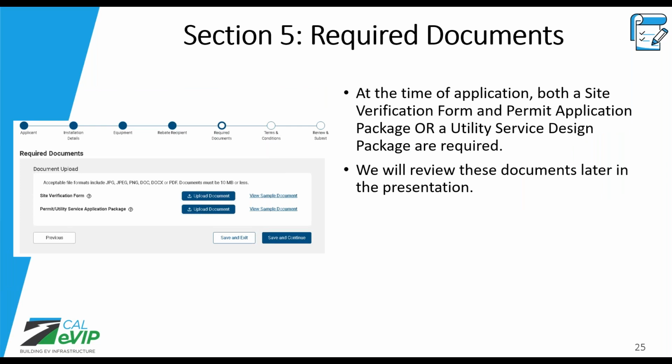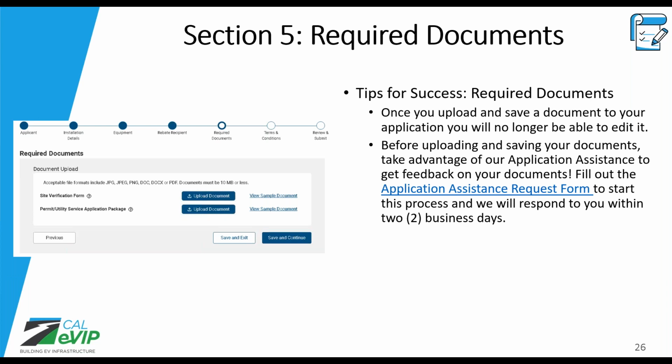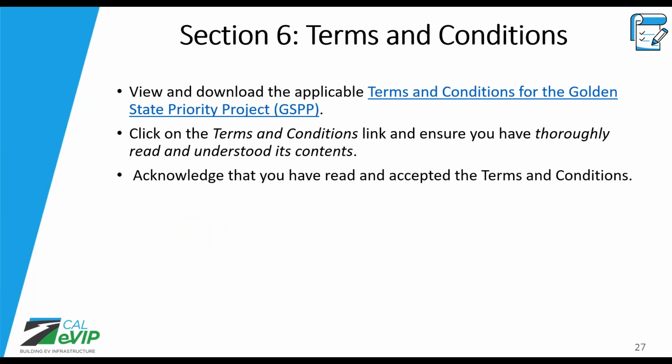Next slide. Section 5 are the required documents. At the time of application, the minimum documents due are the site verification form and permit application package or utility service design package. We will go way into depth on these documents in session 2, but this is just a high-level overview on when to expect the required documents. Tips for success here is once you upload and save a document to your application, as Bailey said, you will no longer be able to edit it. So before uploading and saving your documents, take advantage of our application assistance to get feedback on your documents. There's a form that you fill out, and we will get back to you within 2 business days. We'll also give more details in a bit about this application assistance request form.